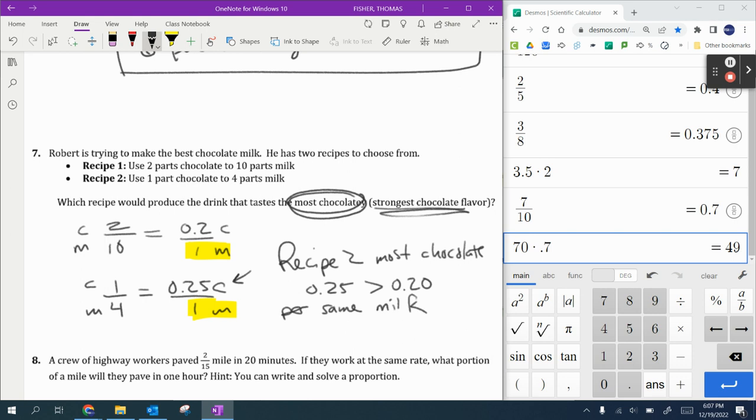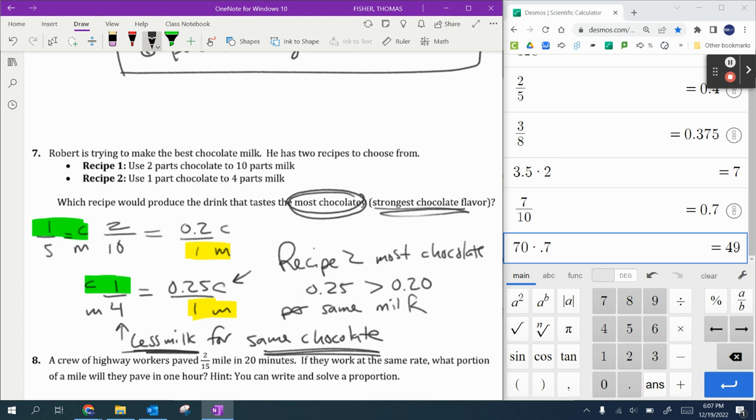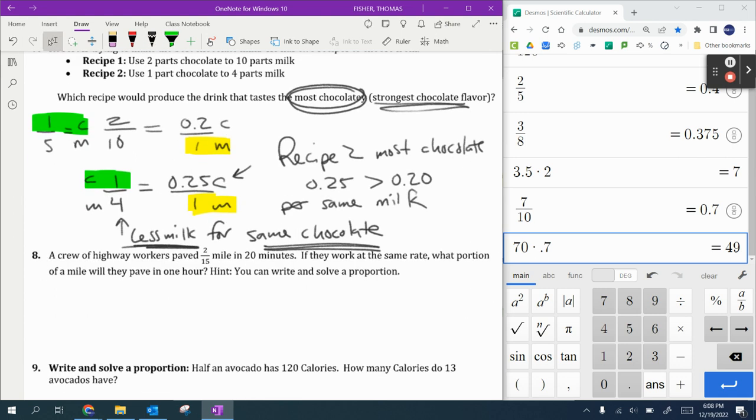Okay? Different way you could do this too, if this is 2 to 10, you could make that 1 to 5 by scaling it down. Then you could say, well, for the same chocolate, you could say that this one has less milk for same chocolate. So it's not always just the bigger number. In this case, the smaller number would be more chocolatey because it's less milk we're talking about. It's all about the context, all about the numbers and the labels. I mean, all about the labels, not just the numbers. There are more ways to do that. You can use percents, you can use all sorts of things, but that's just a couple ways to look at it.